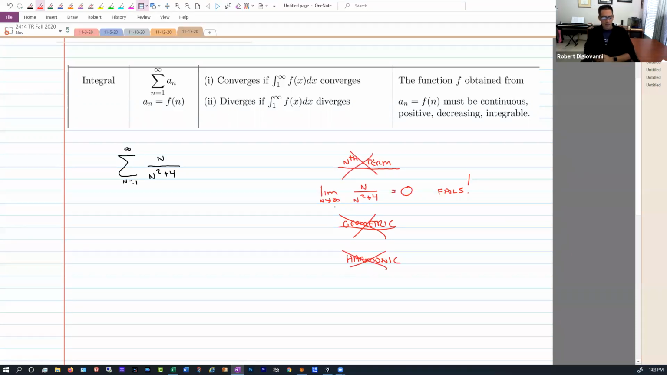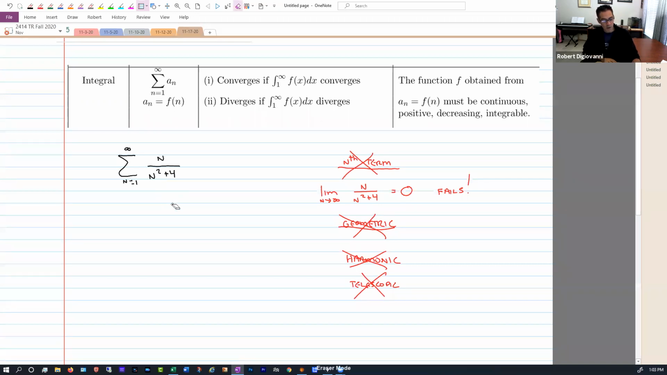And then the last thing is maybe it's telescopic or collapsing, but it's not that because we can't factor the denominator. N squared plus 4 cannot be broken into 2 factors. If we could factor it, then maybe we could do partial fractions and then see some sort of canceling, but that's not going to happen. So everything has failed. So that leaves us really with the only other thing that we know, which is what I'm introducing you to, which is the integral test.